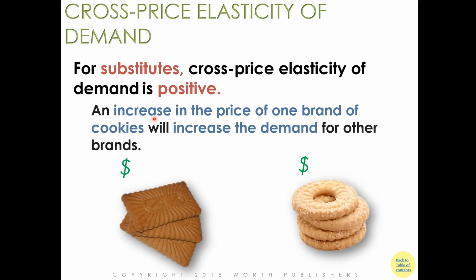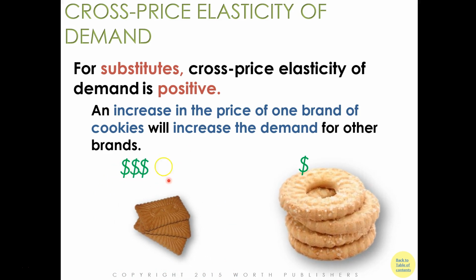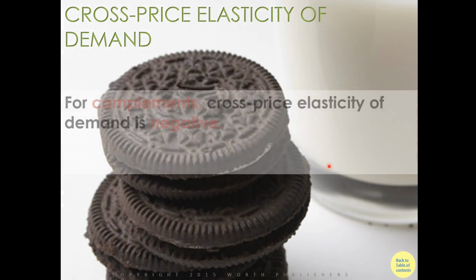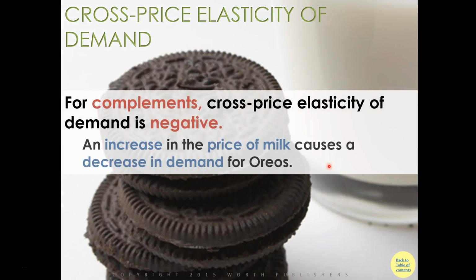Here's an example. For substitutes, cross-price elasticity of demand is positive. That means an increase in the price of one brand of cookies will increase the demand for the other brand of cookies. If you were buying one brand of cookie that was your normal brand, and all of a sudden it became more expensive, you might consider moving over to the brand that's similar. In this case, these cookies over here. These both look like butter cookies, which are not my favorite cookies. If we were talking about Oreos, here we go, that'd be a different case.